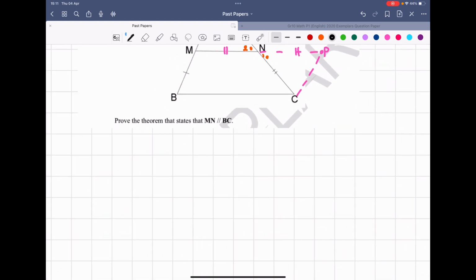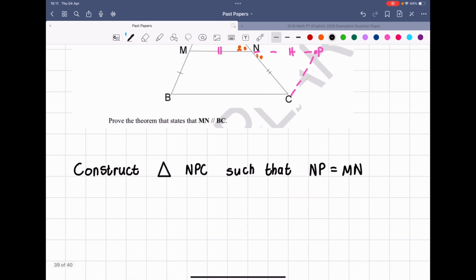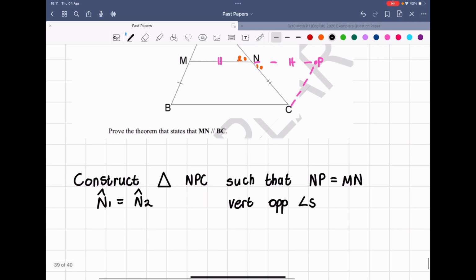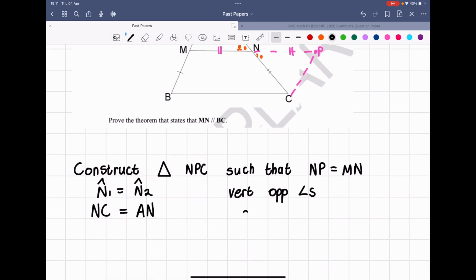So first I'm going to say construct triangle NPC such that NP equals MN. Then I can say that angle N1 is equal to angle N2, and that is from vertically opposite angles. And then I can say that NC is equal to AN, and that was given.